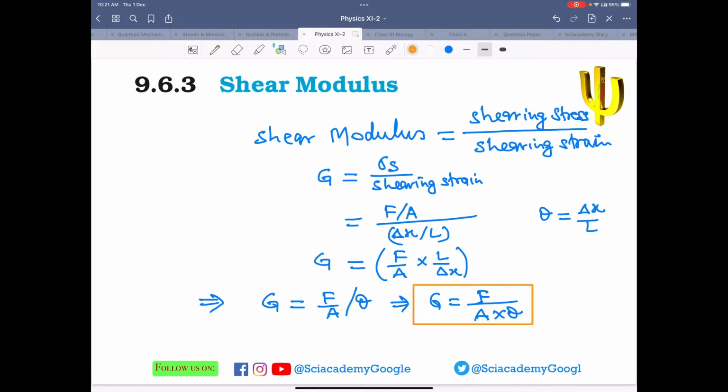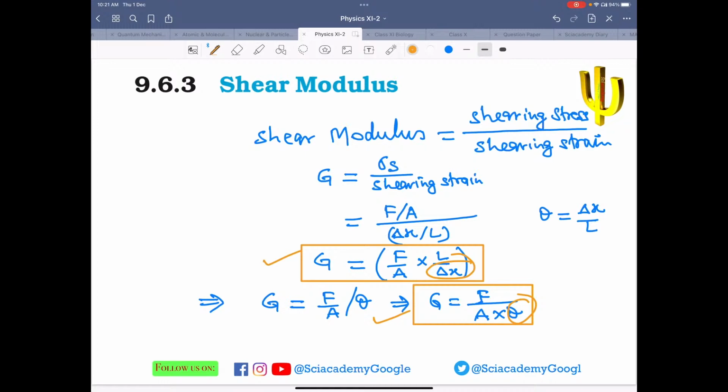So there are two forms for the shear modulus, and these two forms can be utilized in solving the numerical problems, because numerical problems may be asked in different forms, may be given the delta x, may be given the theta. So therefore note it down and be prepared for the numerical problems.